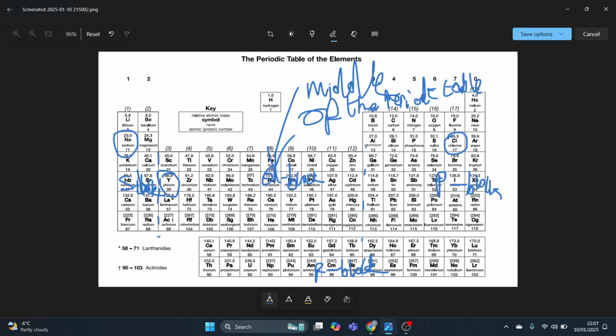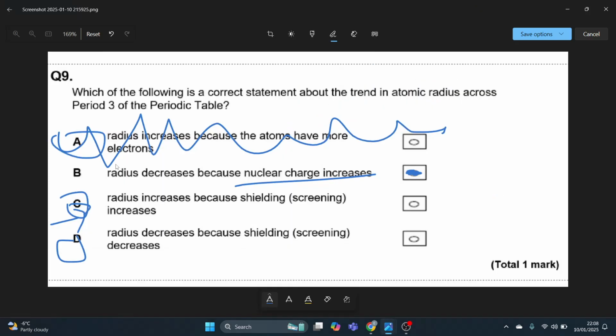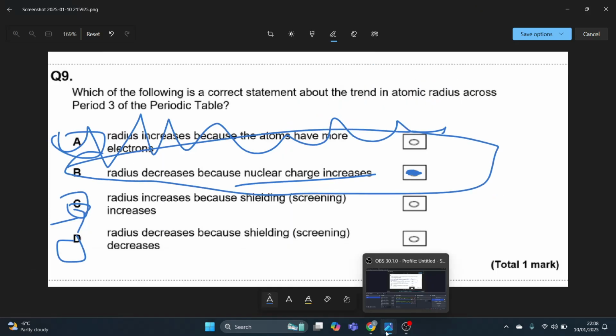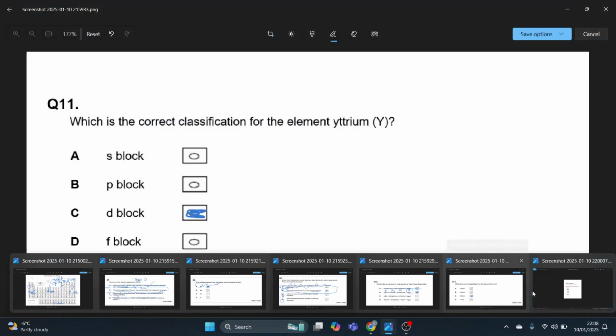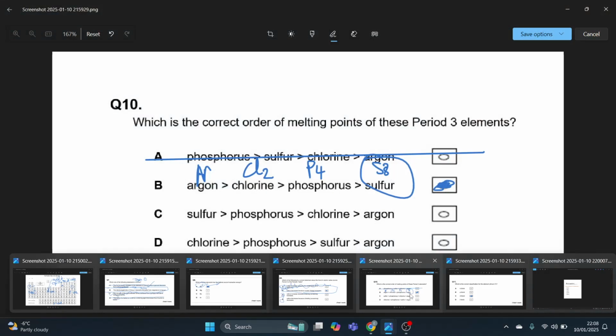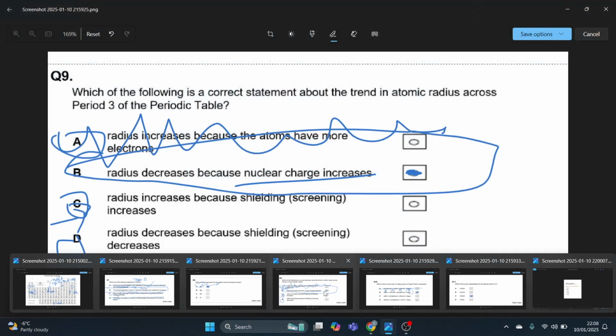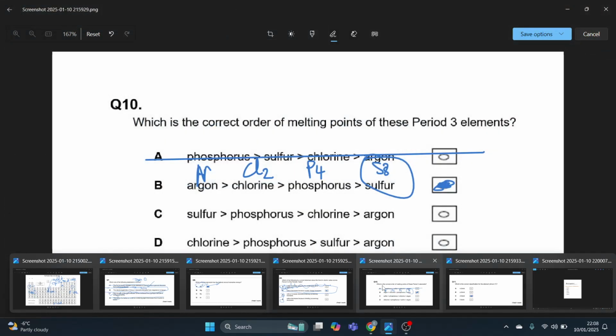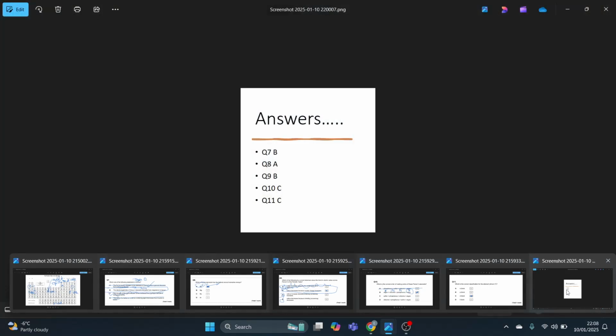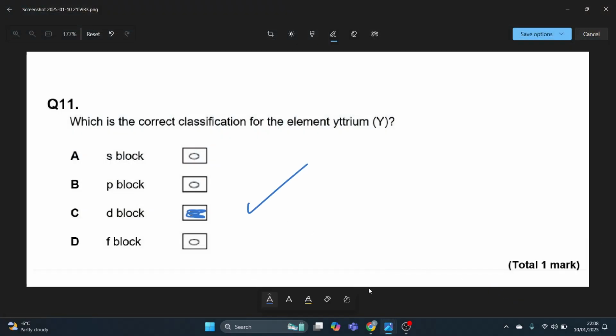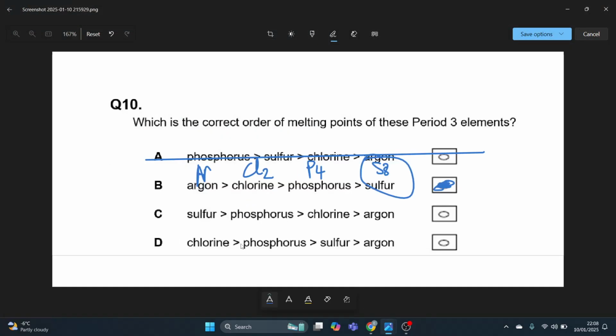If you look here, Na+, Mg2+, Al3+, therefore the radius decreases because nuclear charge increases. 10C, 11C, perfect.